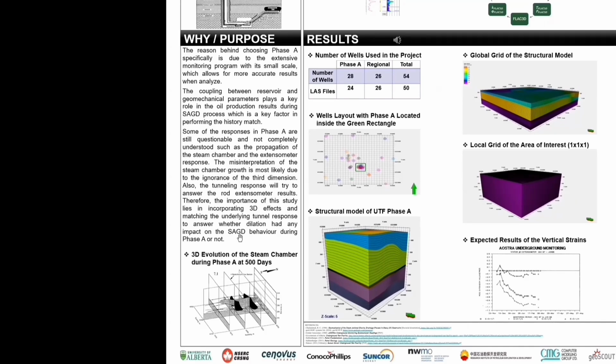So furthermore, some of the responses in Phase A are still questionable and not completely understood, such as the propagation of the steam chamber and the extensometer response. So, the first new contribution of this project will be building a 3D model, which can allow for more understanding of the steam chamber propagation. And the second one is to include the underlying tunnel response to the SAGD process and try to answer the reaction of the extensometer.